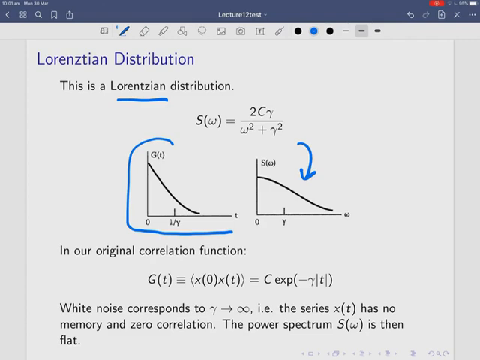So if we have our original correlation function looking like that one, the exponential decay, white noise would correspond to gamma going to infinity. In other words, it would correspond to this decay happening in zero time. In that case, you would find that the power spectrum looks flat. Looks like this. If you take the limit as gamma goes to infinity, you will see that this thing becomes something like a constant. It's actually zero eventually, but it's a constant.